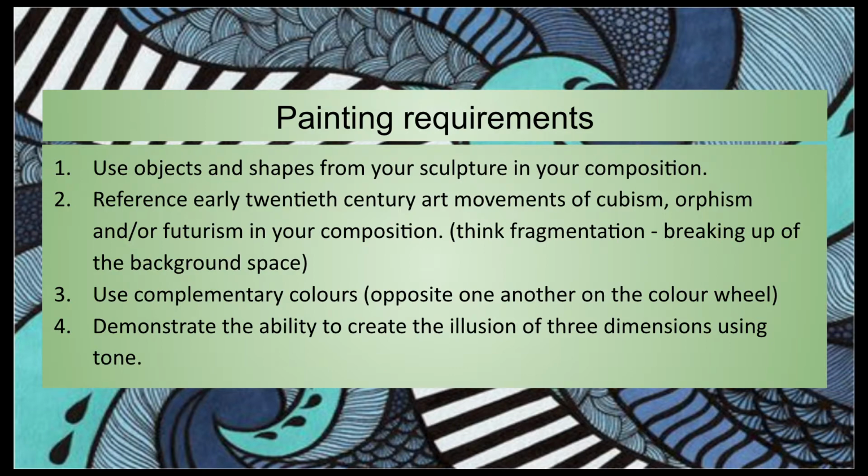Your painting needs to have objects and shapes from your sculpture in your composition, and reference the early 20th century art movements of Cubism, Orphism, and/or Futurism. You don't have to have all three, you can choose just one or you can combine. Think fragmentation, which is the breaking up of the background space.